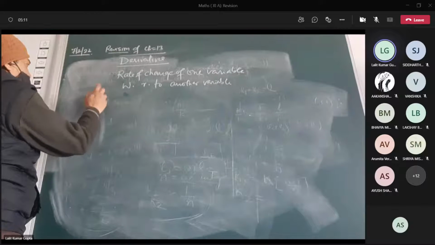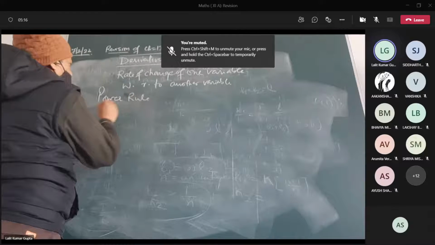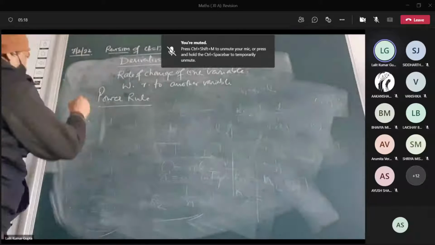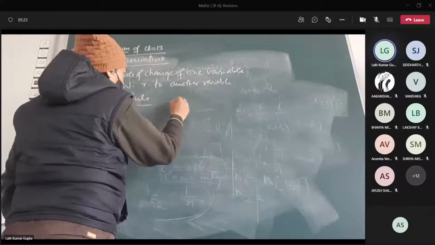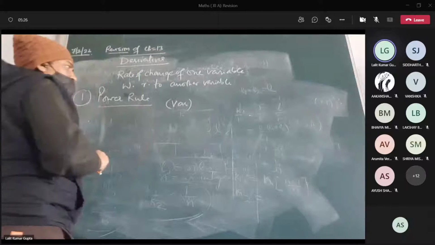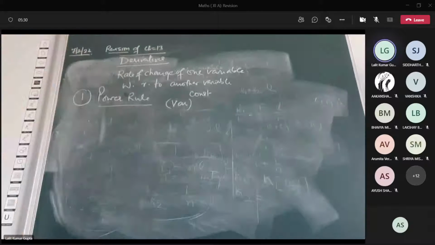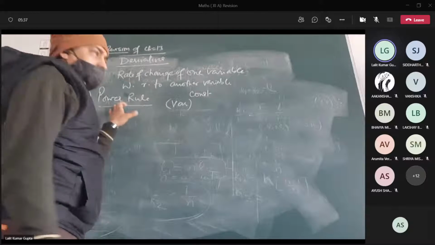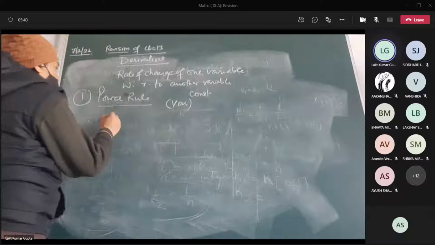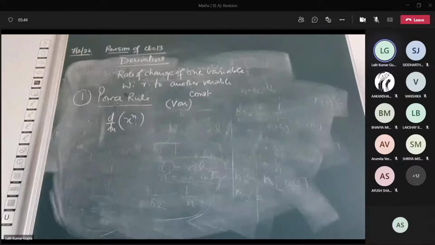The first formula, whose name I have given, beta, is the power rule. This is the name I have given, power rule. This is the first formula, and power rule means we have to apply it whenever we have a variable raised to the power constant. Whenever we have a variable raised to the power constant, we apply the power rule. So d by dx of x raised to the power n.